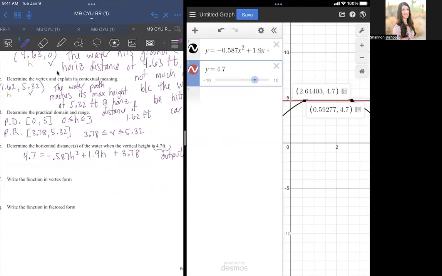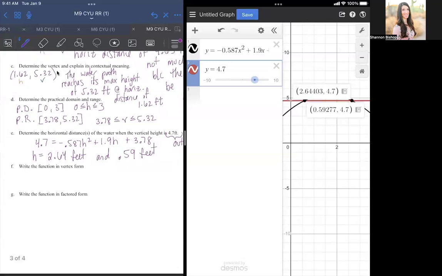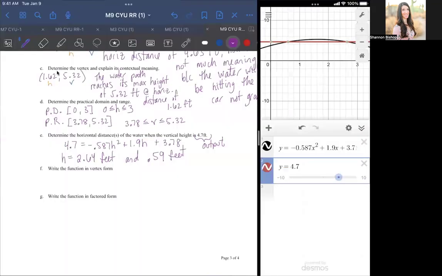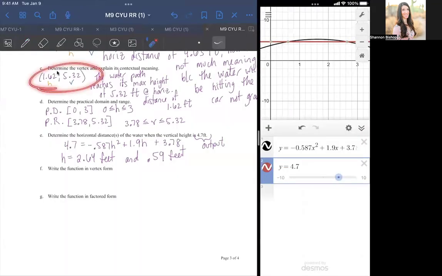So it happens at a horizontal distance of 2.64 feet. And again, at 0.59 feet. Those would be the horizontal distances when the vertical height is 4.7. Part F, write the function in vertex form. Okay, so again, at this point, we know the vertex. It's right there. So if that's your vertex, then that's your horizontal shift and your vertical shift.